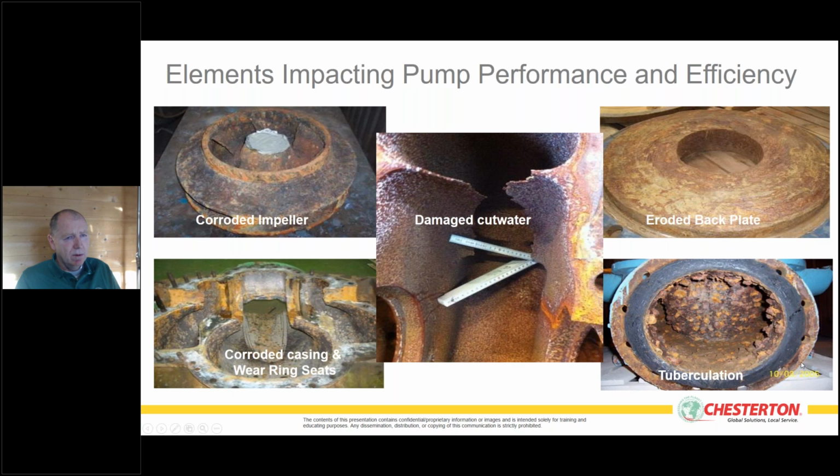So maybe we can change the next slide. For some reason we are stuck.